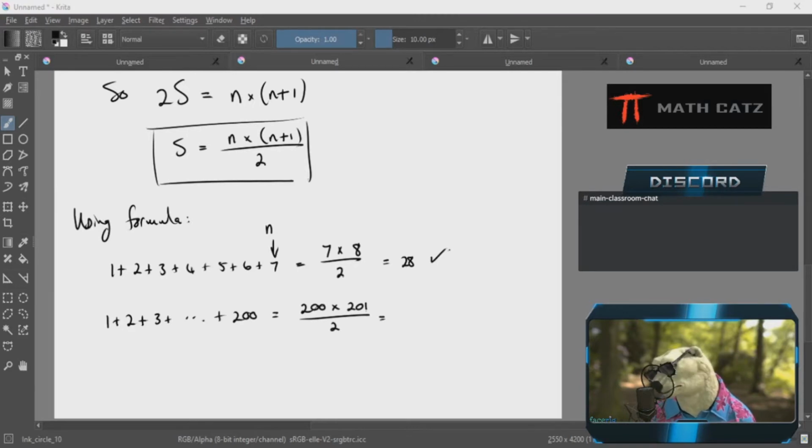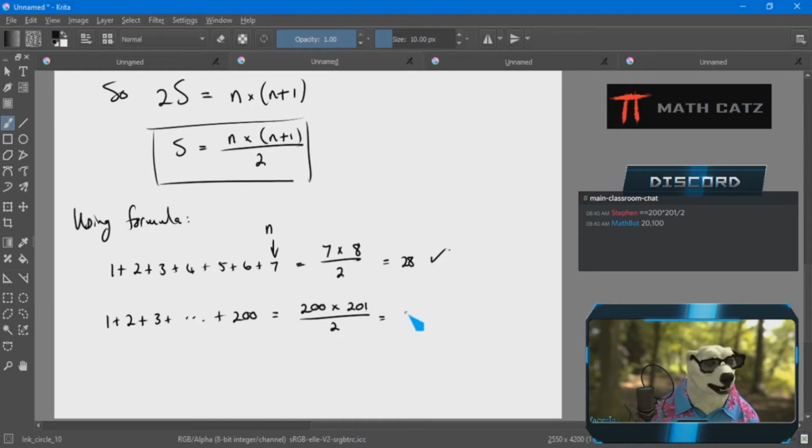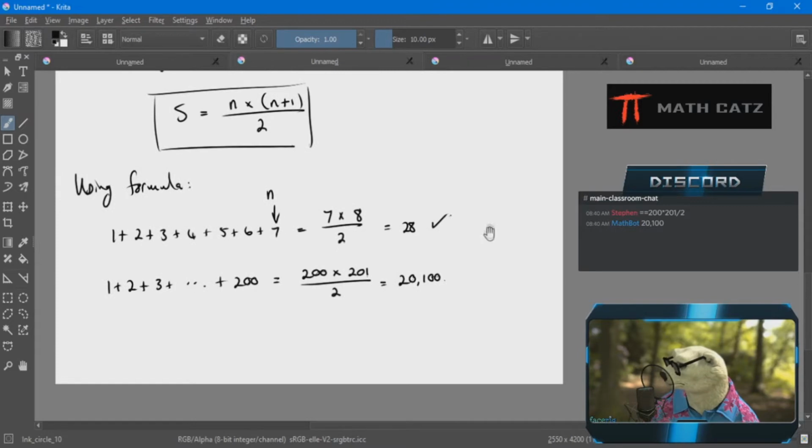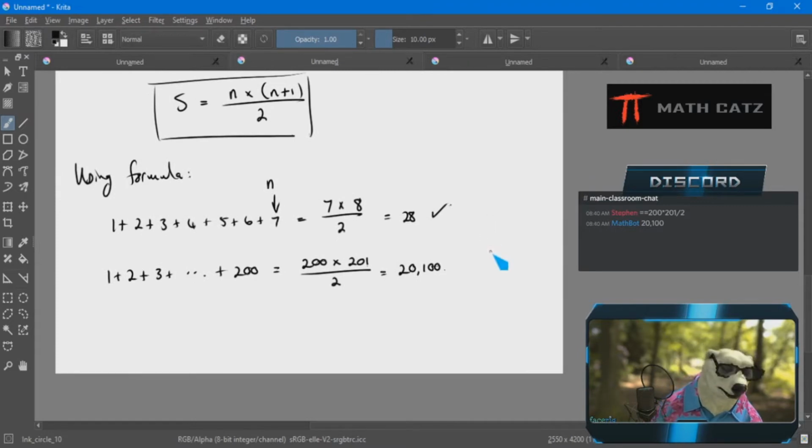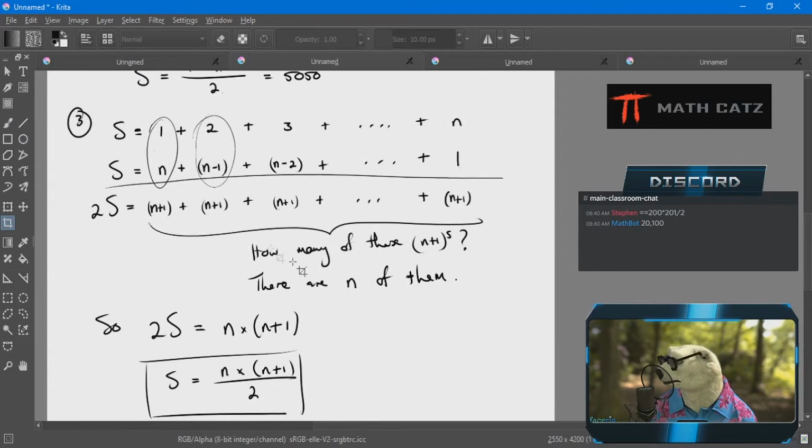MathBot says 200 times 201 divided by 2 is something. It is 20,100. Didn't know that. So a formula has pros and cons. The pro of the formula, of course, is that it's super fast. The con is that I don't really understand what I'm doing, right? Because the formula hides all the detail that is our method.